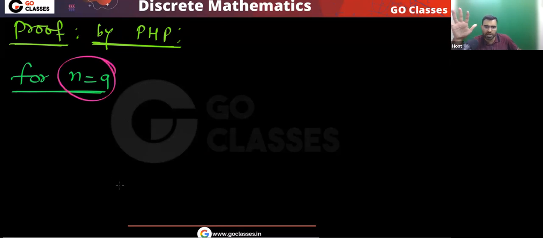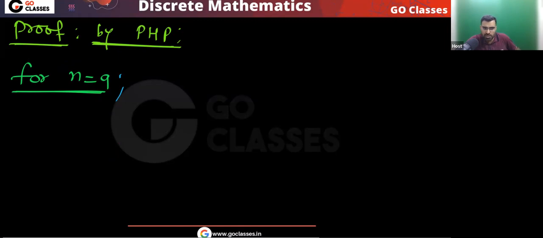You don't have to give me a number. Okay, using Pigeonhole principle, we will prove that this 9 has some multiple which you can write only in terms of 1s and 0s. So for 9, how to prove it? See, very simple. Consider these numbers.